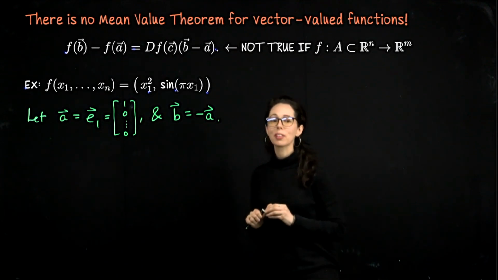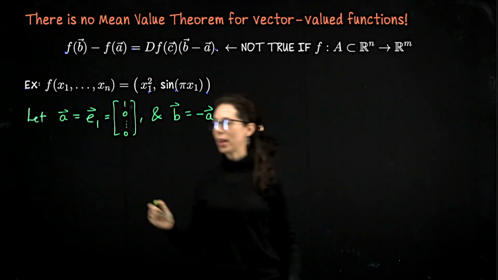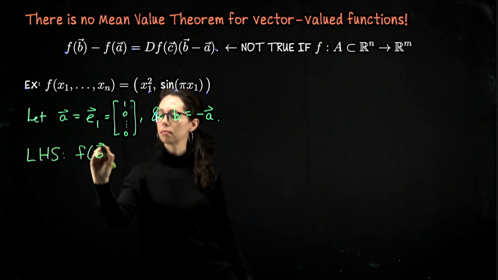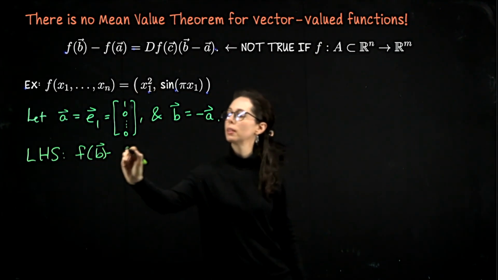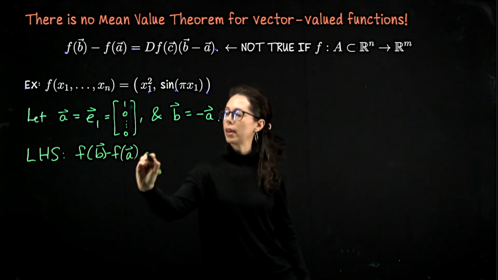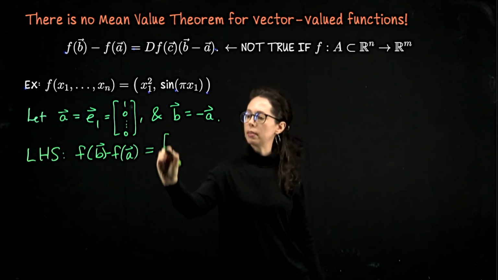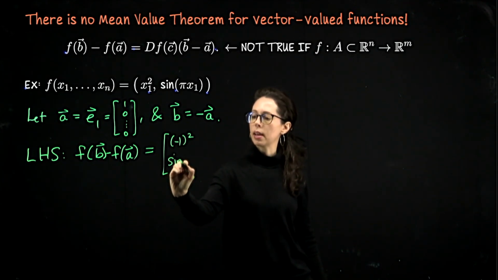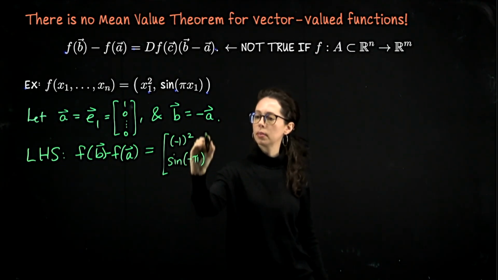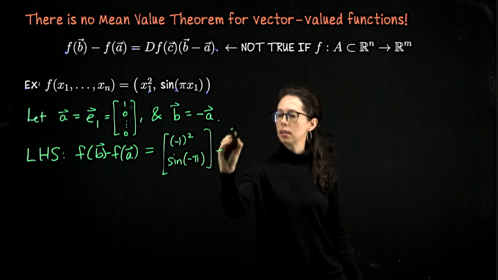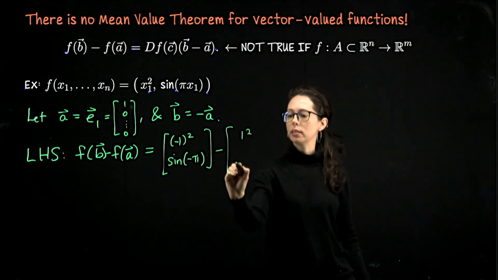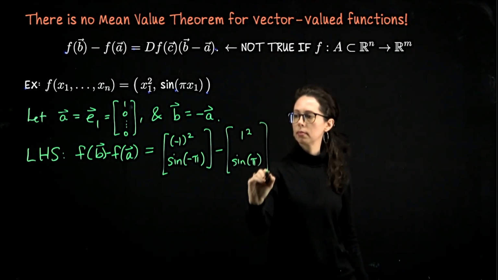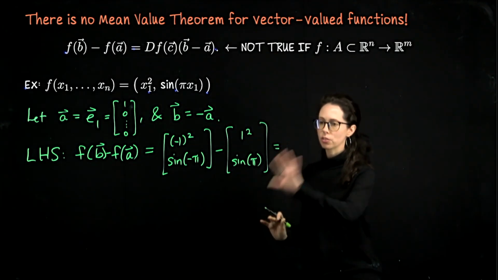Okay, let's compute the left-hand side. So what is f of b minus f of a? That is, in vector form, negative 1 squared, sine of negative pi, minus 1 squared, sine of pi. So this is just 0 and 0.